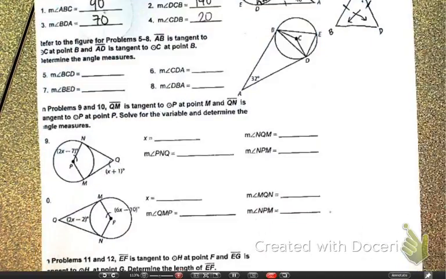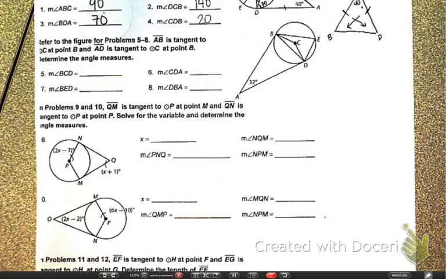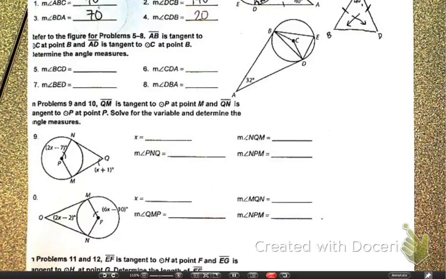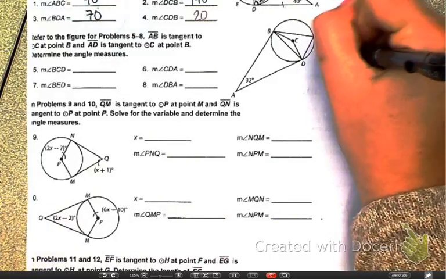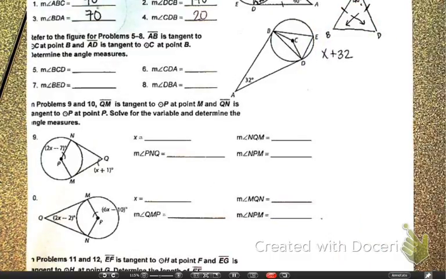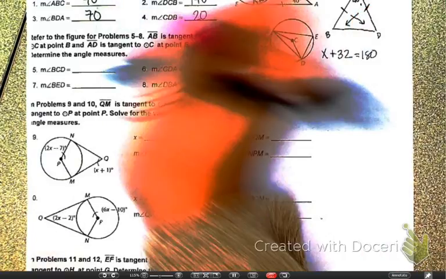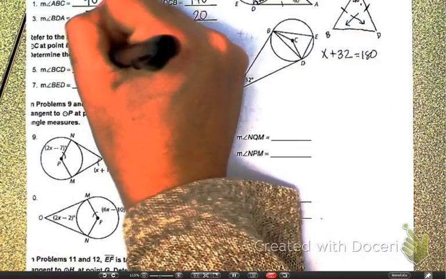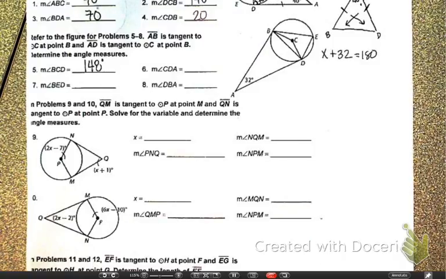I would like you to try problems 5 through 8. So let's look at 5. Okay, so 5, we're looking for angle BCD. Which angle is that? The central angle? Okay, so x plus 32, because that's my circumscribed angle, equals 180. If I subtract 32, I get 148. So far, so good?